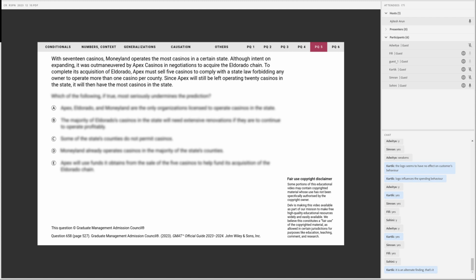That is 100% correct. So let me just quickly put Shohini's points down. They've told us that Moneyland has 17. Now, Moneyland wants to expand, but Apex outmaneuvered Moneyland. So Apex is going to acquire El Dorado. And in order to acquire El Dorado, Apex must sell five casinos. So we're going to write this as A plus E minus 5, right? Because if it has to acquire El Dorado, it must sell five. If it doesn't sell these five, it will not be able to acquire El Dorado. That's what the question is telling us.